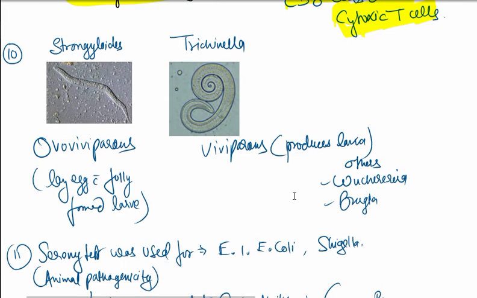Next one is the difference between Strongyloides and Trichinella. Strongyloides is ovoviviparous, means it lays eggs, but the egg has a fully formed larva that hatches out immediately. And Trichinella is viviparous, it directly produces larvae. Other worms that can produce larvae are Wuchereria and Brugia.